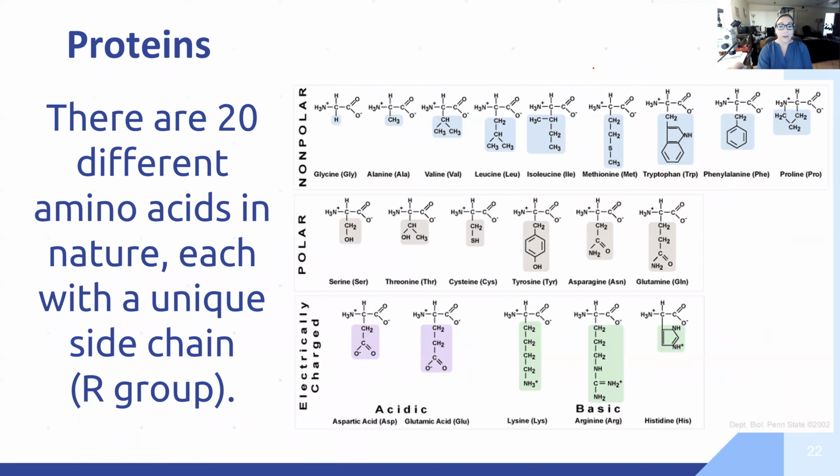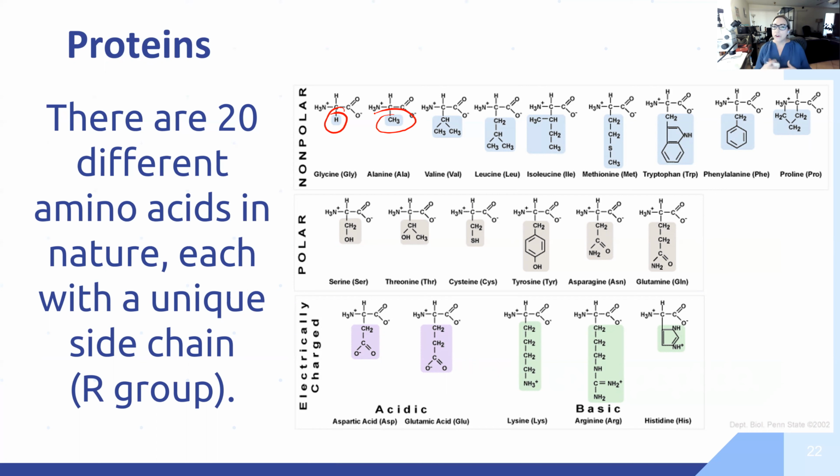So I'm looking at the top row here under non-polar amino acids. You'll see our first one, glycine, has a hydrogen for its R group. Now, all of the R groups are highlighted here. Now, alanine has a carbon bonded to 3 hydrogens. That's how I know it's alanine.